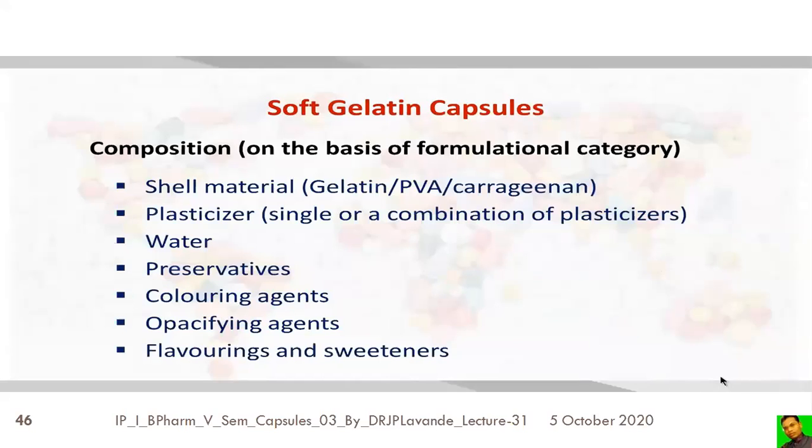As far as the composition of the soft gelatin capsules is concerned, we require several ingredients like the shell material, plasticizer, water, preservative, coloring agent, opacifying agent, flavoring, and sweetening agents. Flavoring and sweetening agents improve palatability, and the opacifying agent protects the drug from the effect of sunlight, or prevents transparency in the formed capsules. Coloring, again, improves the appearance.